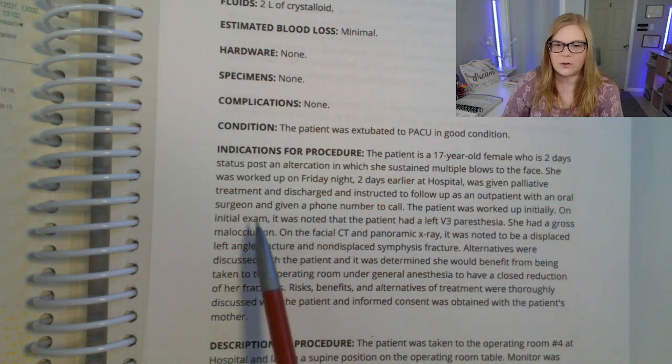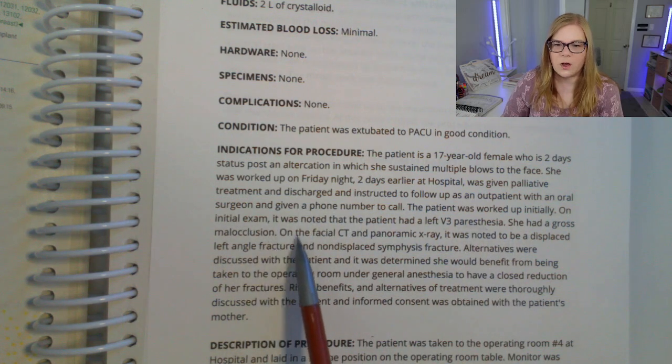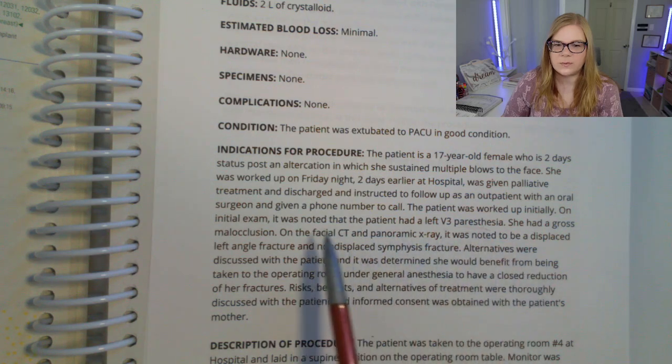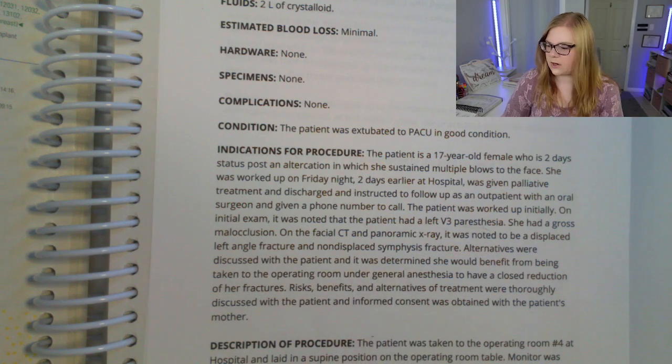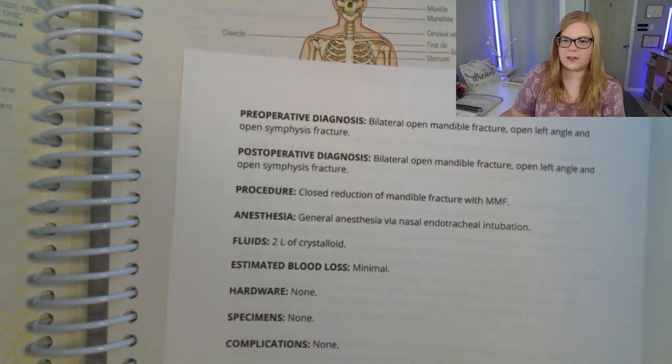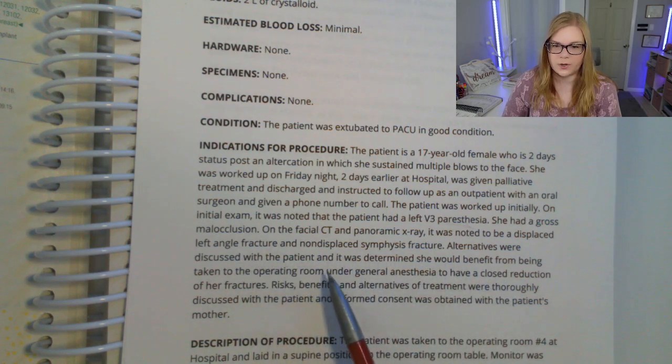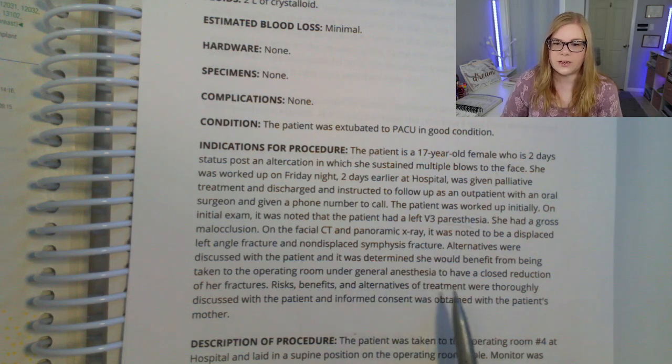She had a gross malocclusion. On the facial CT and panoramic x-ray, it was noted to be a displaced left angle fracture and non-displaced symphysis fracture, and that looks to be what we kind of have here as well. Alternatives were discussed with the patient, and it was determined she would benefit from being taken to the operating room to undergo general anesthesia to have a closed reduction of her fractures. Risks, benefits, and alternatives of treatment were thoroughly discussed with the patient, and informed consent was obtained with the patient's mother.